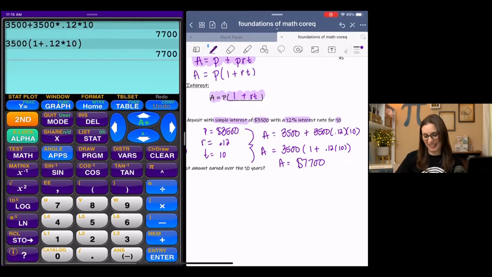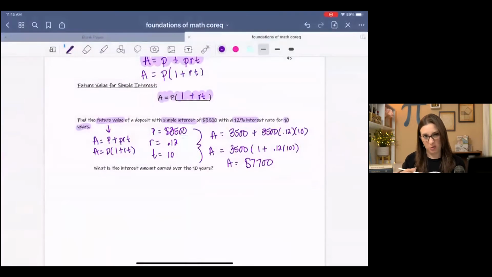Isn't that amazing? I love that. It's not amazing if you have to pay it back. Loans are no fun.